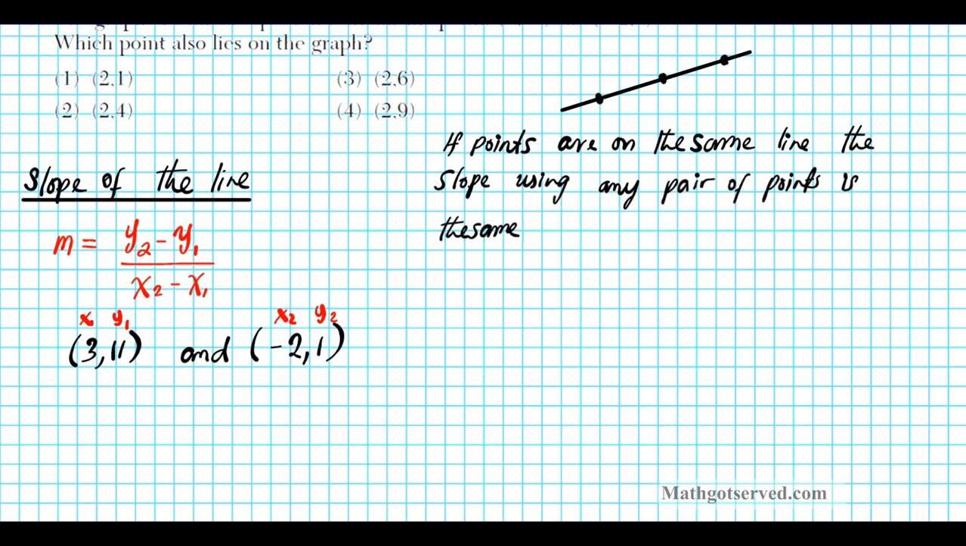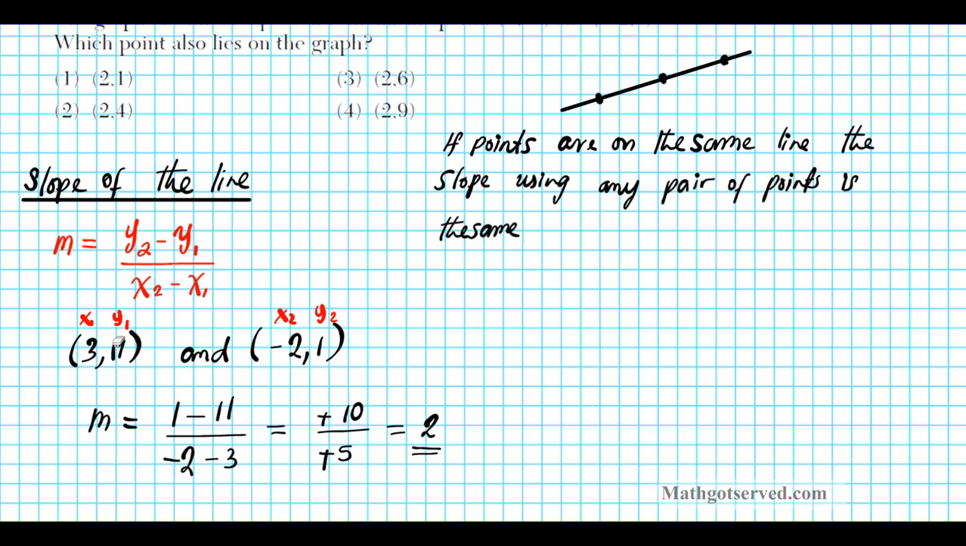So we're going to have the slope m is equal to y2, which is 1, minus y1, 11, divided by x2, negative 2, minus x1, which is 3. Let's evaluate this using the order of operations. 1 minus 11 is subtracting, you keep the sign of the bigger, so it's negative 10. Divided by negative 2 minus 3, combining numbers with the same sign, you add and keep the sign, negative 5. Negative over negative is positive, 10 over 5 is 2. So your slope is 2.